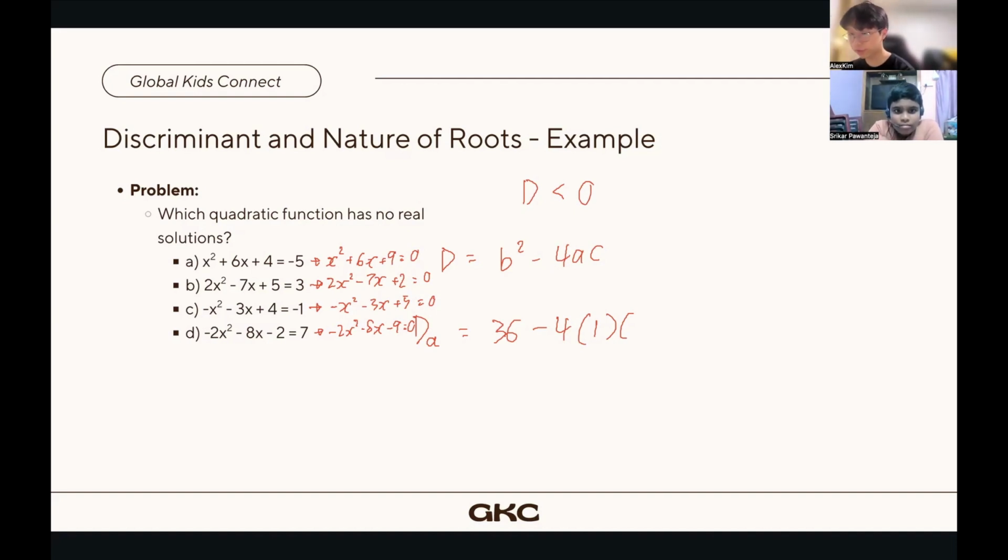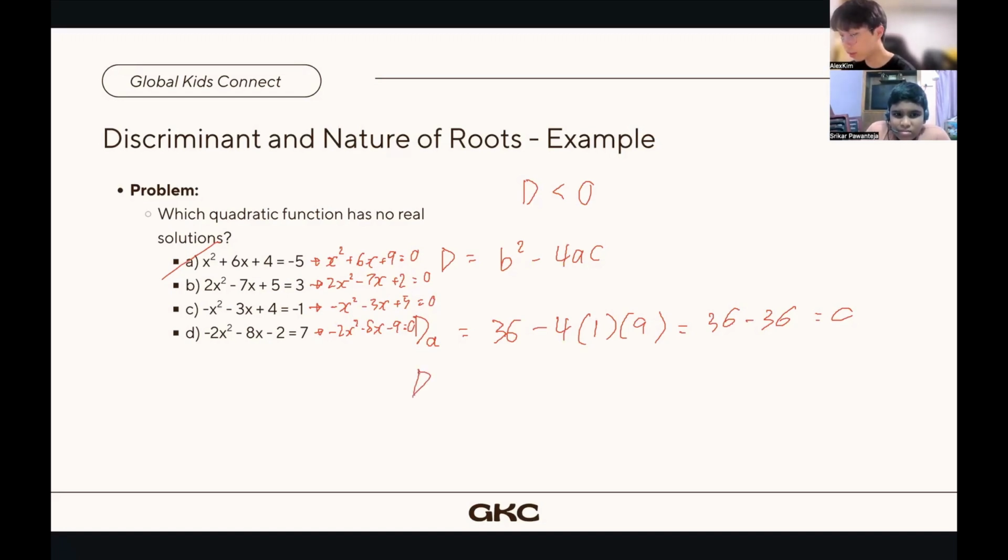The c value for equation A will be 9. If we take a look, it will equal 36 minus 36, which is equal to 0, which means there is one solution for equation A. So equation A is not our function of interest because it has one solution, not zero solutions.